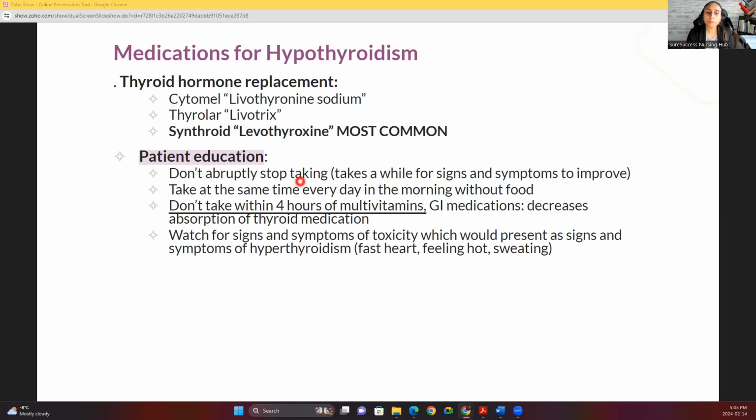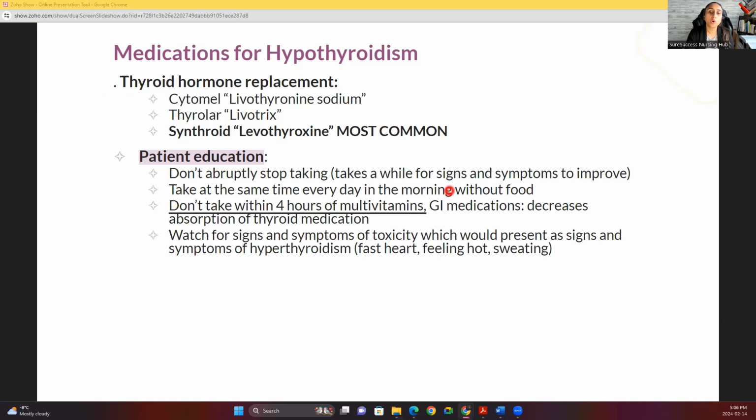So don't abruptly stop taking this medication. And do tell them, the patient is saying that the doctor started me on the medication like a couple of 3 days ago, but my signs and symptoms are still the same. What does it mean? Does it mean that the medication is not working? No. Tell them that it will take a while. Give yourself time. It will take a while for signs and symptoms to improve. And take it at the same time every day.